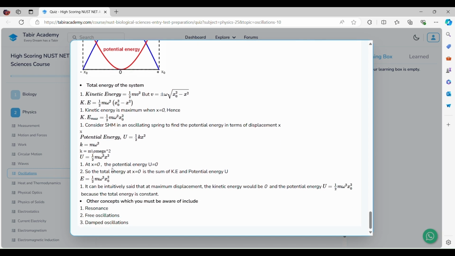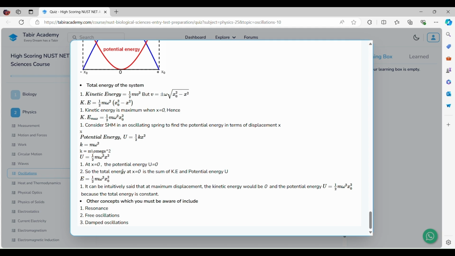So consider SHM in an oscillating spring to find the potential energy in terms of displacement x. Potential energy U equals 1 over 2 k x square, k equals m omega square, U equals 1 over 2 m omega square x square. At x equals 0, the potential energy U equals 0.